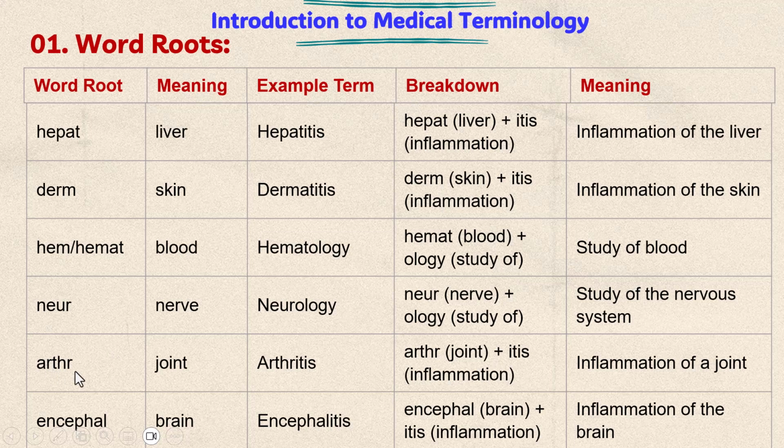Similarly, arth means joint. For example, arthritis. Here arth means joint, itis means inflammation. So full meaning is inflammation of a joint. Encephal means brain. For example, encephalitis. Encephal is brain, itis is inflammation. So full meaning is inflammation of the brain.